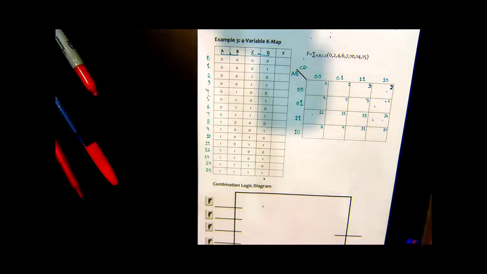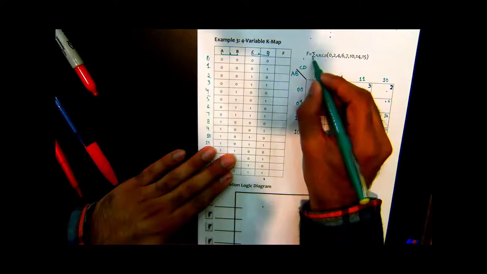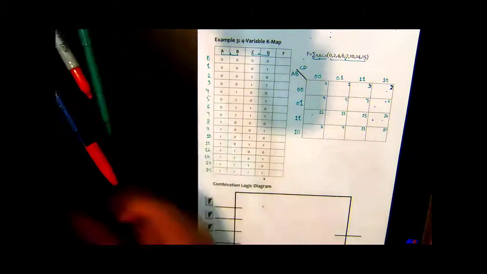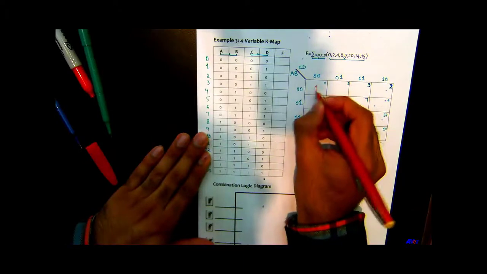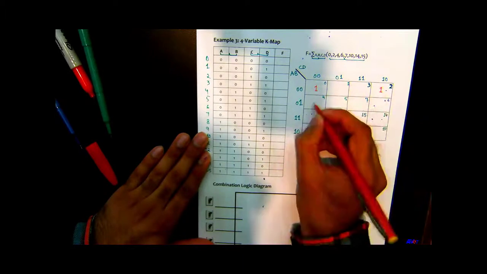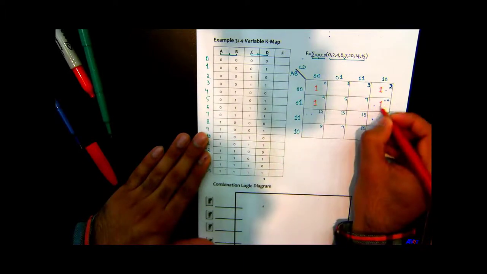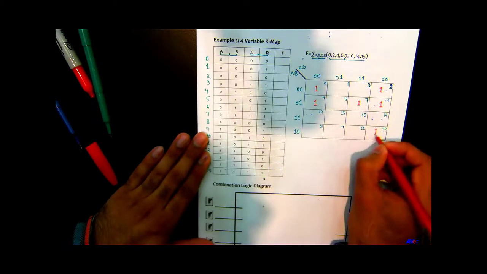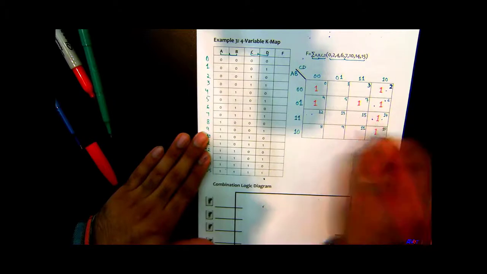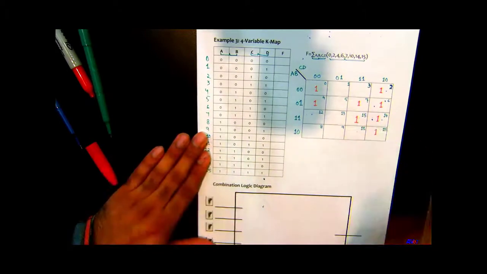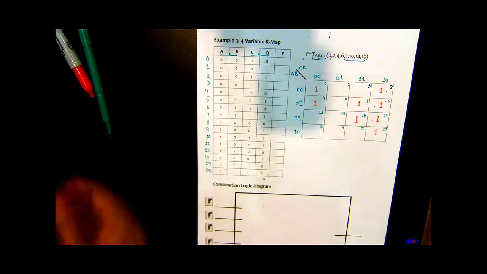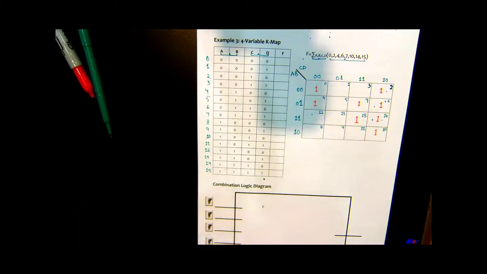Now let's insert the minterms in there. These are again the minterms right here. So 0 is 1, 2 is 1, 4 is 1, 6 is 1, 7 is 1, 10 is 1, 14 is 1, and 15 is 1. How would you pair them up?